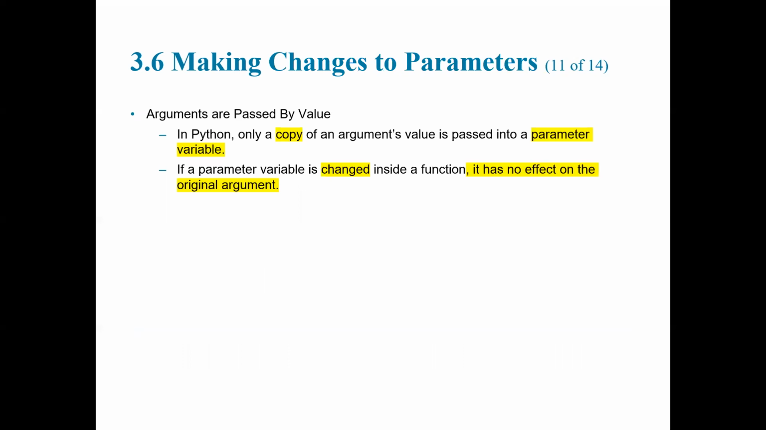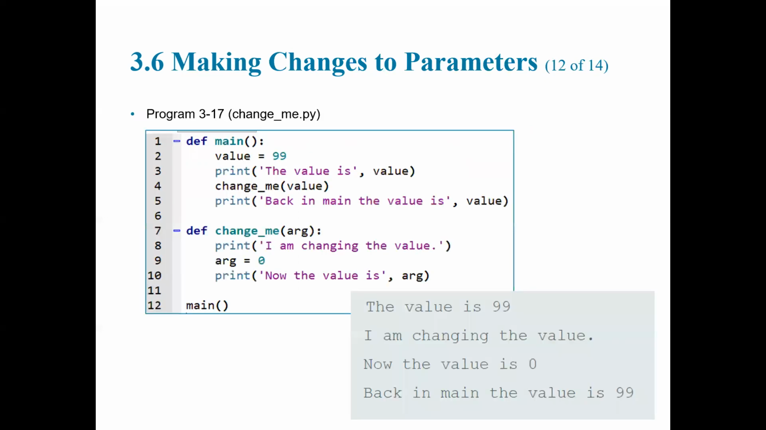Arguments are passed by value, and so in Python, only a copy of the argument's value is passed into a parameter variable. If a parameter variable is changed inside the function, it has no effect on the original argument. Let's see that in code. So in this particular sample, we've got our function definition on line 7 called change_me. It has a parameter variable called arg.